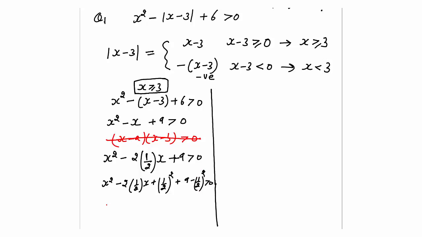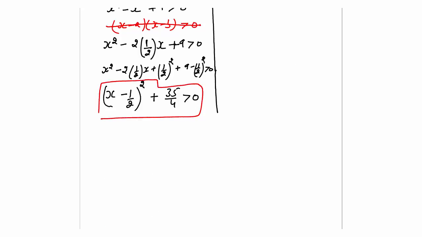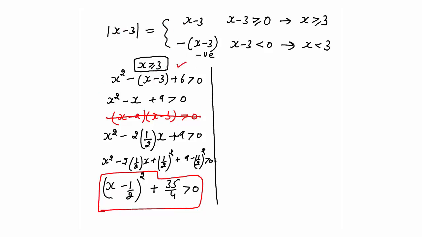Now can I say this is x minus half whole square, a square plus b square minus 2ab, plus this will become 9 minus 1 by 4. This is 35 by 4 you will get, and this is greater than 0. Now you can see that this must be greater than 0. What is the condition? The condition is that x must be greater than or equal to 3. For all x greater than or equal to 3, this is definitely greater than 0. If you put any value of 3 or more than 3, this will become positive. The sum will be greater than 0. So this is true for all x greater than or equal to 3.